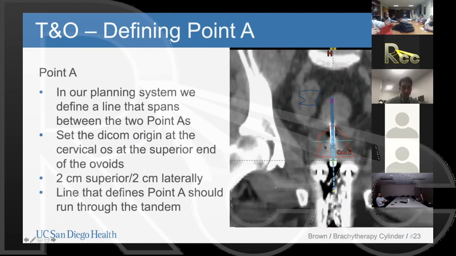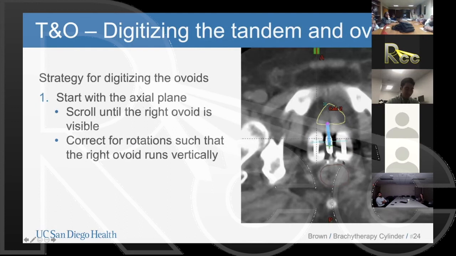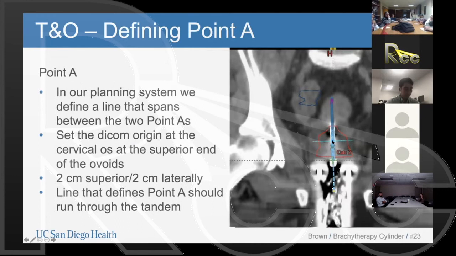Okay, so in the coronal view, point A is going to be 2 centimeters from the top of the ovoids. And this is going to really represent, if everything is set up perfectly, the flange should be right at the top of the ovoids, which is representing the cervical os. We're going to go 2 centimeters superiorly, still inside the tandem. So no matter where the tandem is, we're going to follow the tandem 2 centimeters up from the top of the ovoids. And then we'll be 2 centimeters to the left of that and 2 centimeters to the right of that.